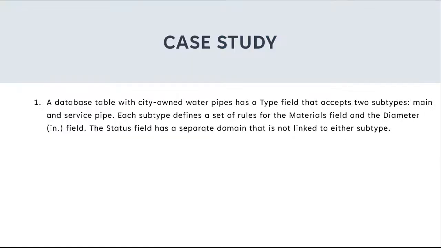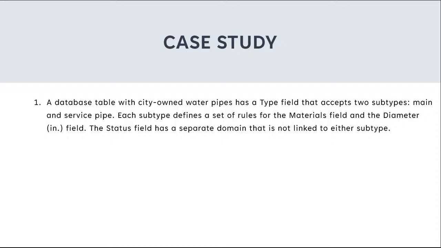But let's look at the case study we have here. A database table with city water pipes has a type field that accepts two subtypes. Two subtypes. Now, don't forget when we say subtype, we categorize things under it. Now, these two subtypes are main and service pipe.